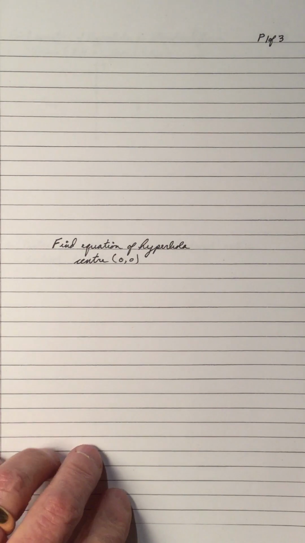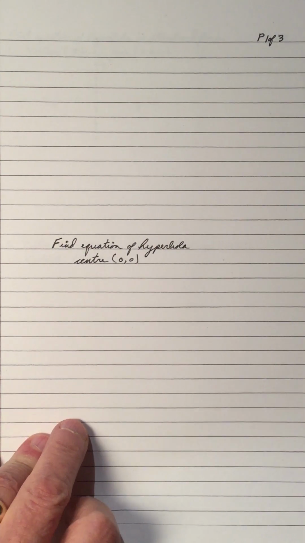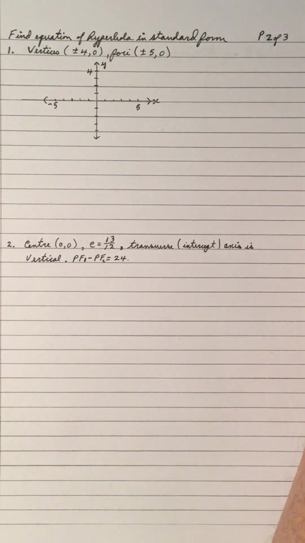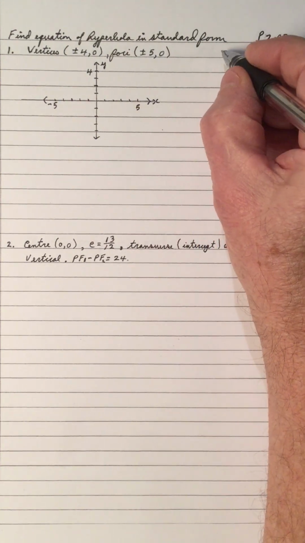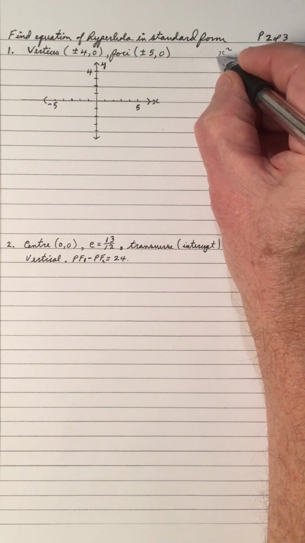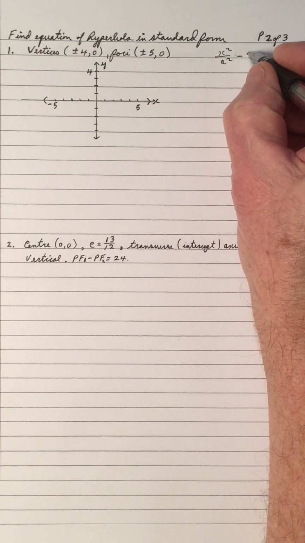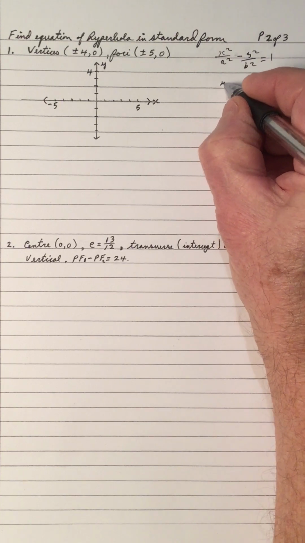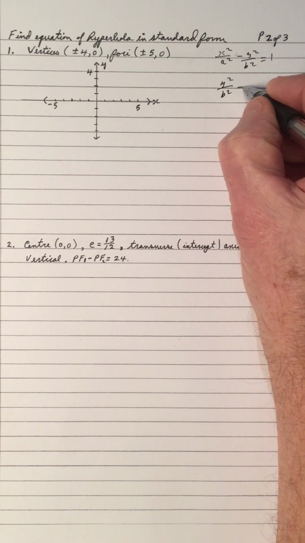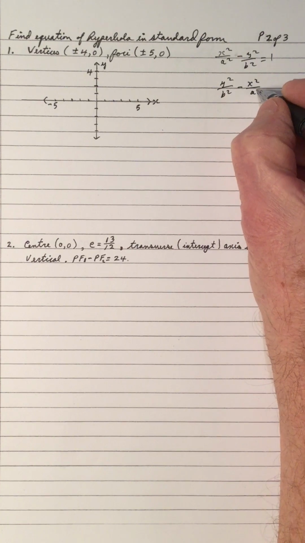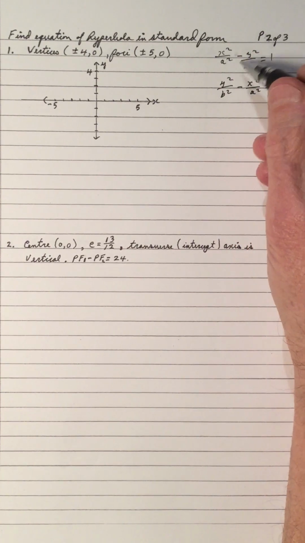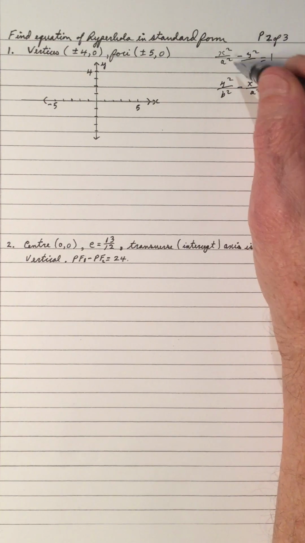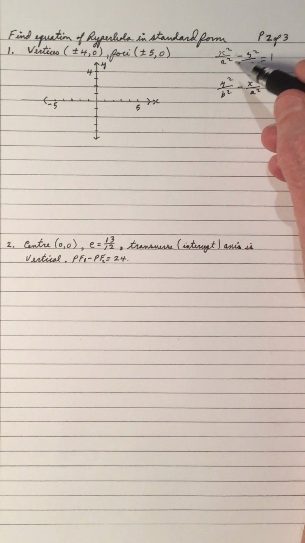Hi, welcome to my video on finding the equation of a hyperbola with center 0, 0. Find the equation of a hyperbola in standard form. Standard form would be x squared over a squared minus y squared over b squared equals 1, or it could be y squared over b squared minus x squared over a squared equals 1. Notice it has a minus, and this is true if the center is 0, 0.